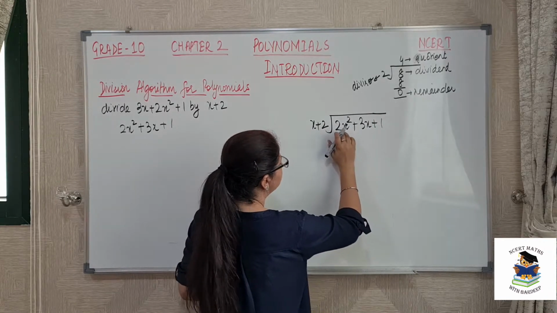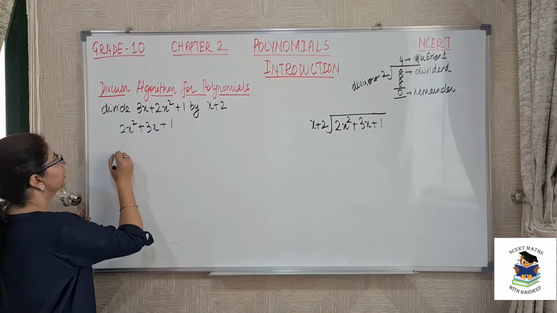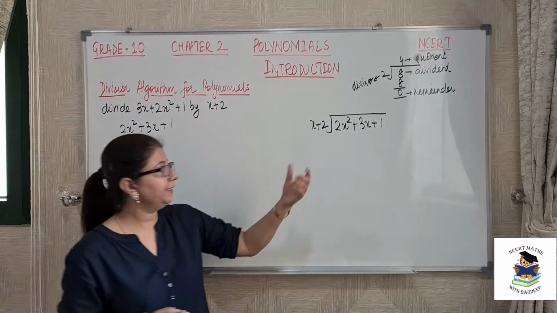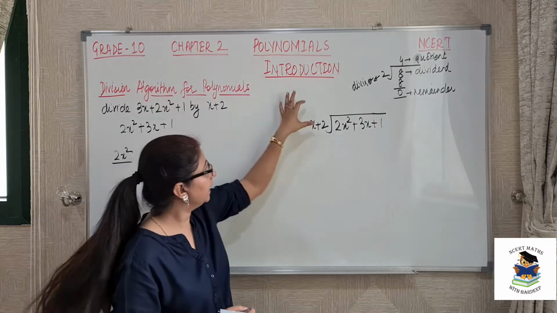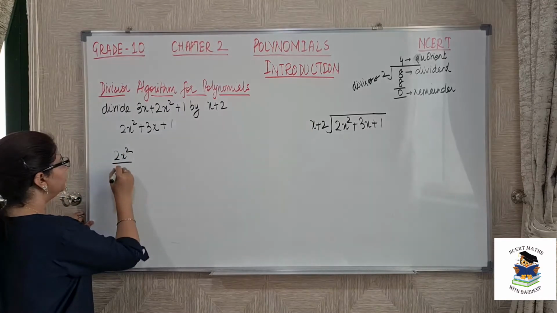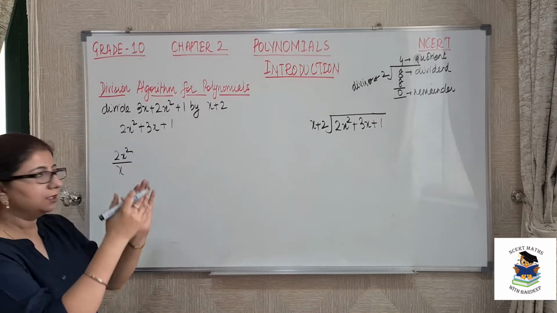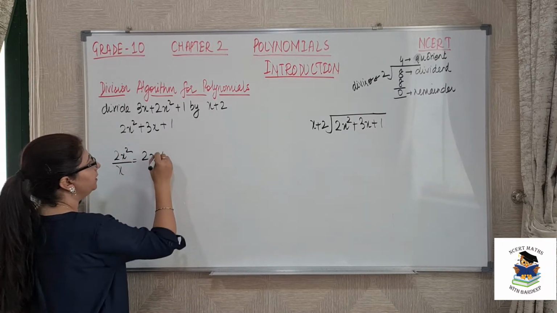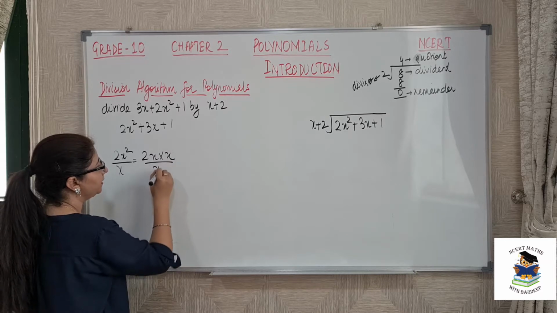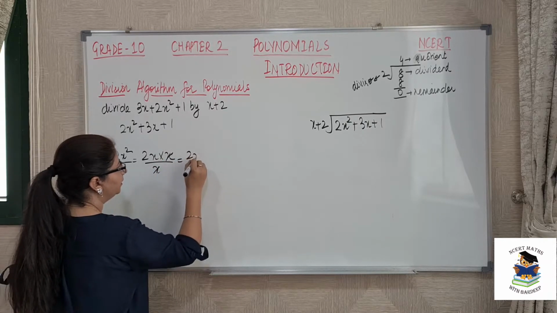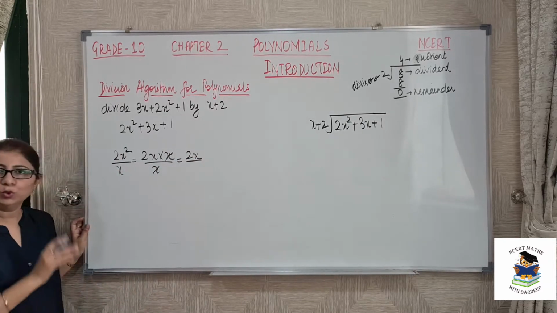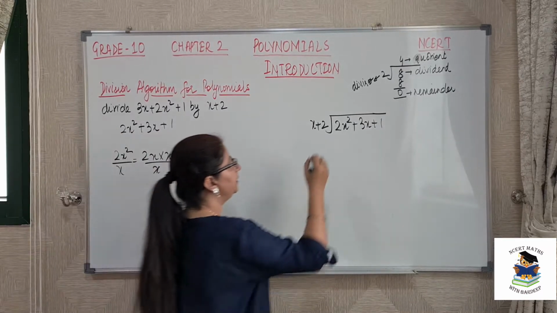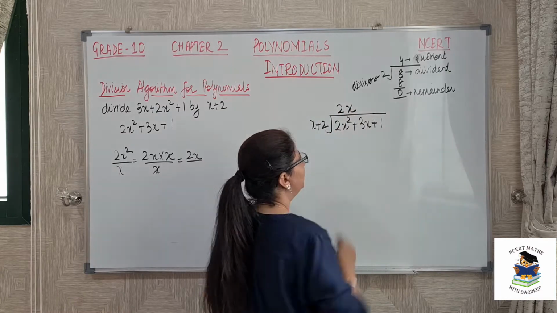So what is the highest degree term for this dividend? That is your first term. This is 2x square. So 2x square should be divided with the highest degree term of the divisor, that is x. So no need to divide the full thing. Just take the first term and then divide them. So what is this? X square is x into x over x, and this will be cancelled. You are left with 2x. So this is the first term of the quotient. We will write it here, that is 2x.